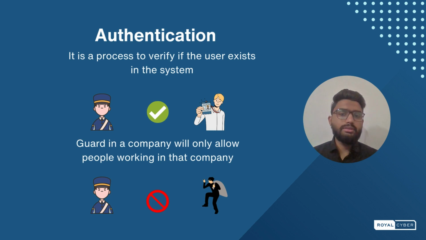So authentication is simply a process to verify if a certain user exists within a system. For example, a very simple example: you are working in a company and there is a guard outside, right? The guard would only allow the people that the guard verifies or authenticates as working in the company, and the guard would deny access to all of the people who do not work in the company. So that is a very simple example of authentication.